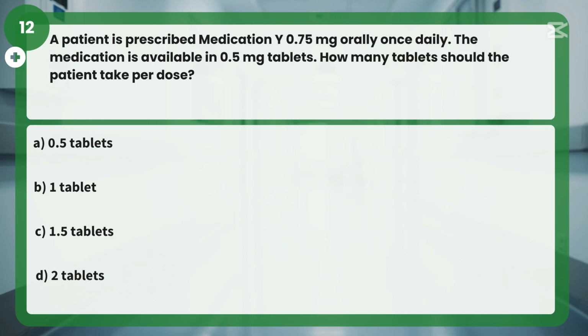Question 12. A patient is prescribed medication Y 0.75 milligrams orally once daily. The medication is available in 0.5 milligrams tablets. How many tablets should the patient take per dose? A. 0.5 tablets. B. 1 tablet. C. 1.5 tablets. D. 2 tablets.